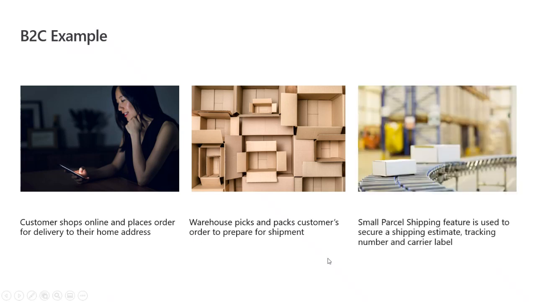Because we've got this individual small shipment that's going directly to the customer with just the items that they ordered, this is where you may use the new small parcel shipping feature to connect directly to any number of parcel carriers to secure a freight estimate, a tracking number from that carrier, as well as the carrier's shipping label that can be applied directly to the parcel and then be scanned when that carrier picks it up from your warehouse facility.